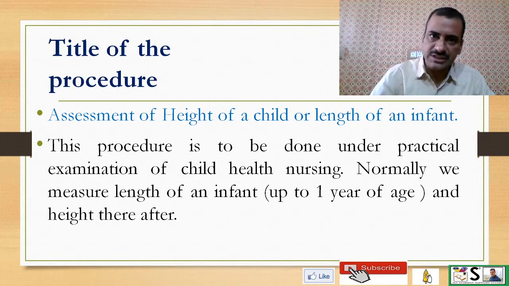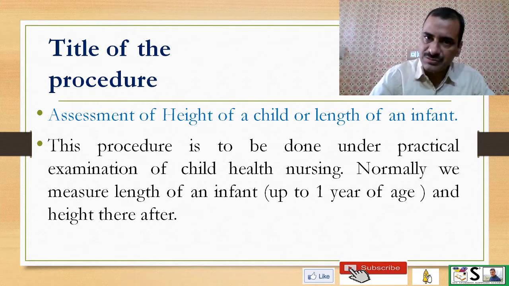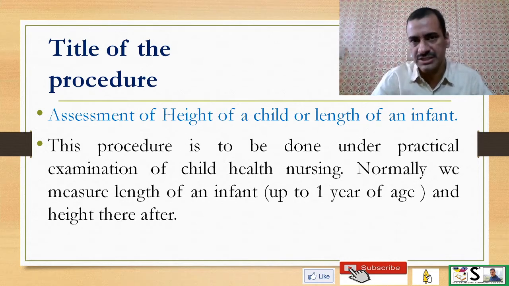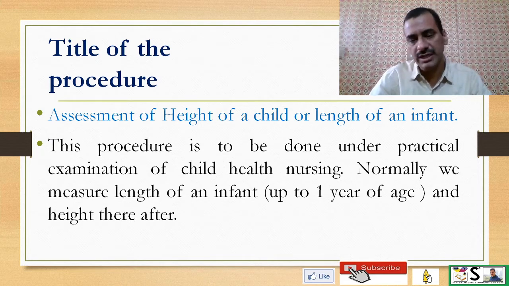So in your examination, the examiner may give the question as assessment of height of the child, or assessment of length of the child, or combinedly assessment of the height of the child or length of the infant. Then you have to do accordingly when you get your child. If the child is an infant, then you should measure the length, and if it is a toddler, then you should measure the height. You should decide accordingly. Then you will get very good marks. So, how will you complete this procedure? Let us see.